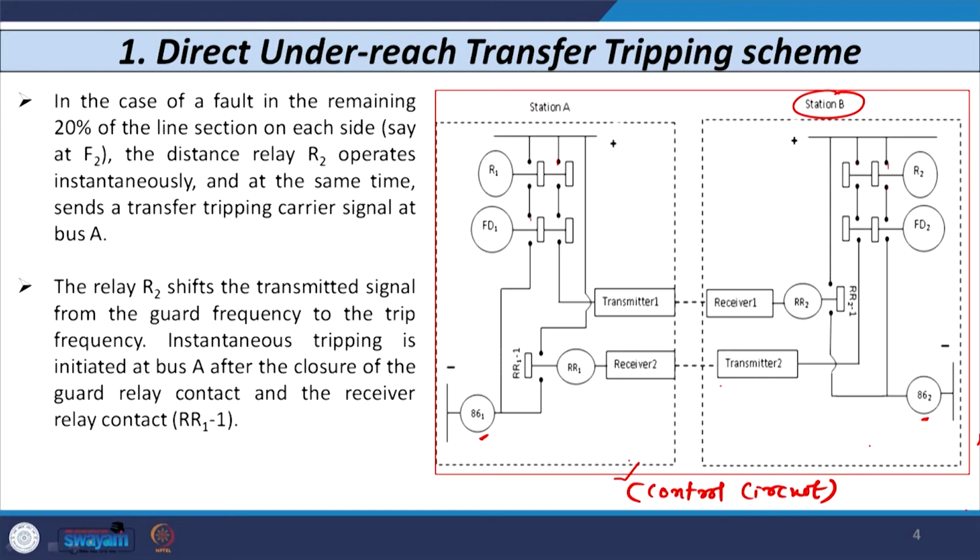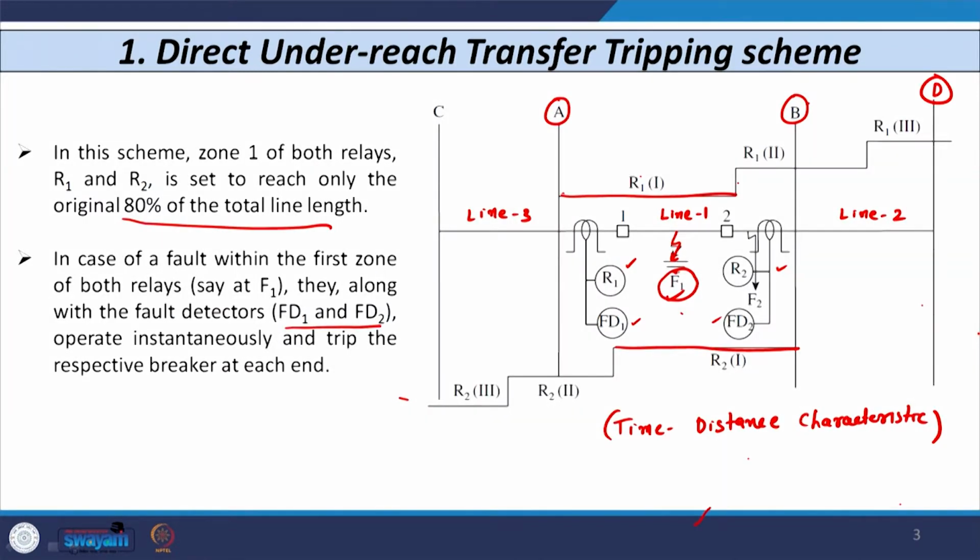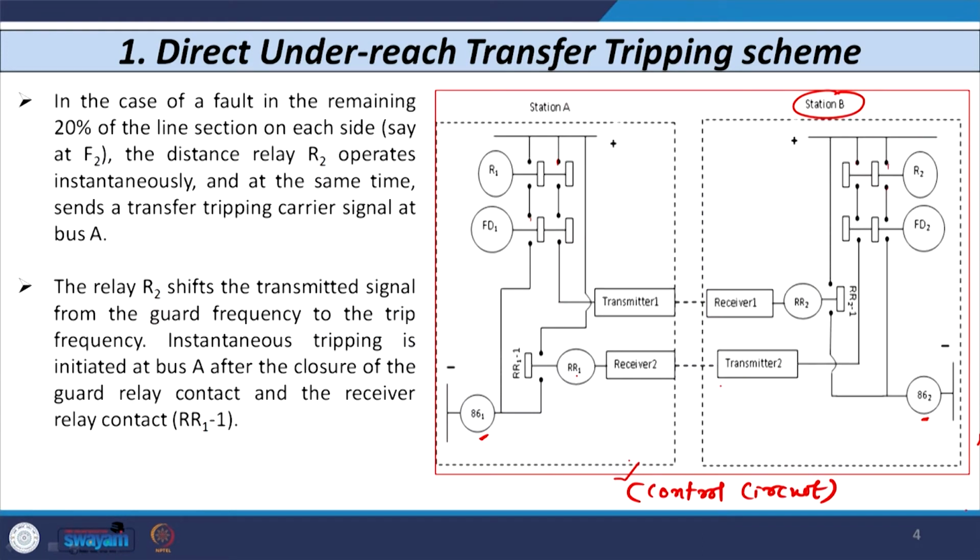Now, in case of the remaining 20% of the line section, that means if a fault occurs in this section or in this section, let us see how we can achieve instantaneous tripping, which is not possible if we use the conventional distance relaying scheme.